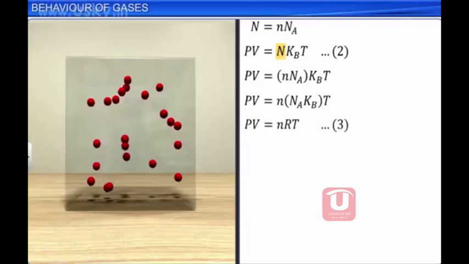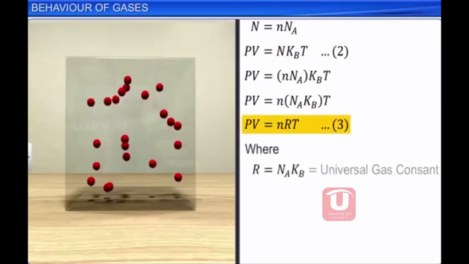In equation 3, R = Na Kb is called the universal gas constant. The value of R is 8.314 joules per mole per Kelvin. This value is constant for a given system of units. Equation 3 is also called the ideal gas equation.